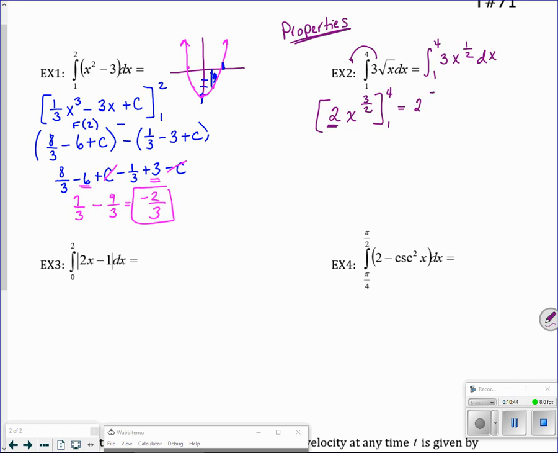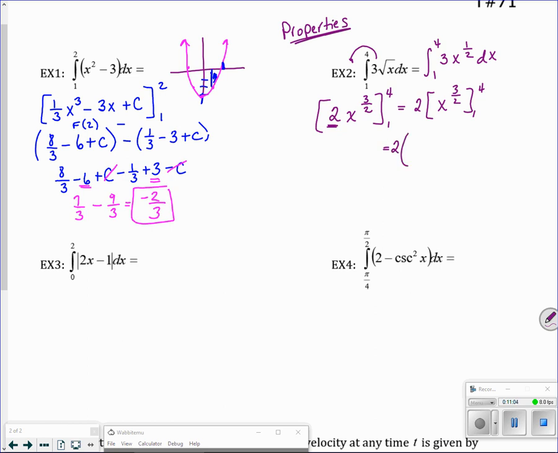That's going to be the same thing as 2 times x to the 3/2 evaluated from 1 to 4. To me, it just makes the number smaller. Again, especially if it's a fraction, I'm not having to deal with that fraction all the way through the problem. It's just at the very end. So I like to do that. So I would have 2.